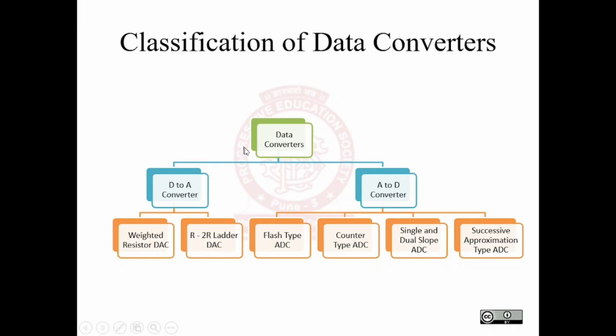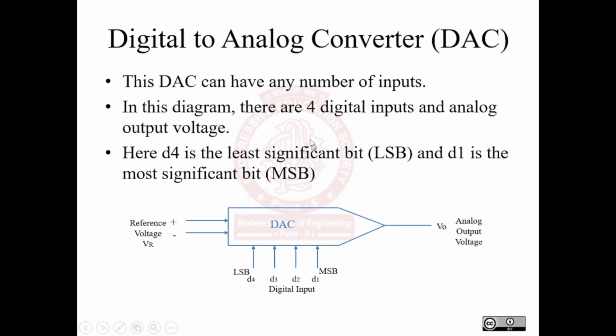So we have data converter classification here. It is classified into two types, that is D to A converters and A to D converters. D to A converters, that is digital to analog converters, are classified into two types: weighted resistor DAC or R-2R ladder DAC. Analog to digital converters are classified into flash type ADC, counter type ADC, single and dual slope ADC, and successive approximation ADC.